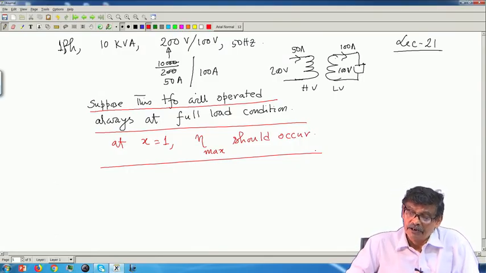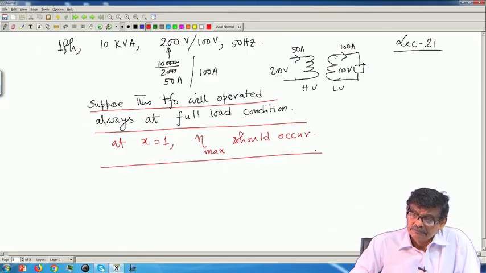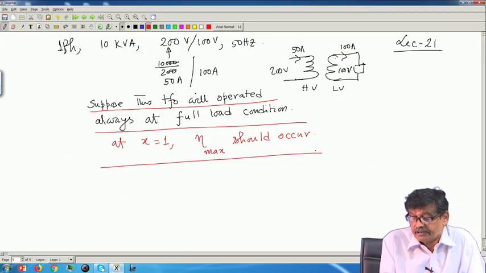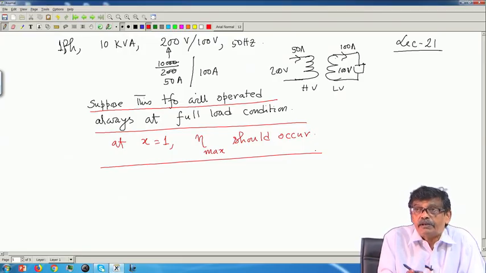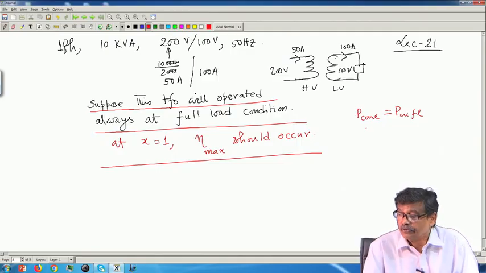Therefore, for a transformer which will always be operating under full load condition, say in industry where it is put to use 24 hours, while ordering this transformer, say to the manufacturer, look, you design the transformer in such a way that P core and P copper at full load are equal. So that x will then be equal to 1.